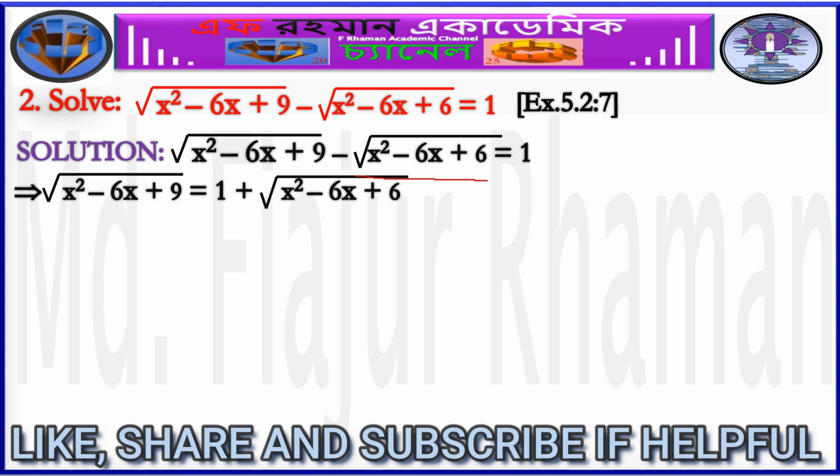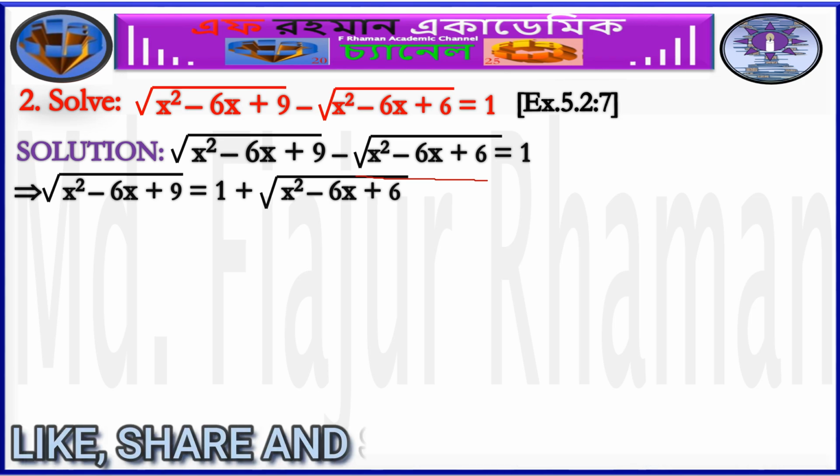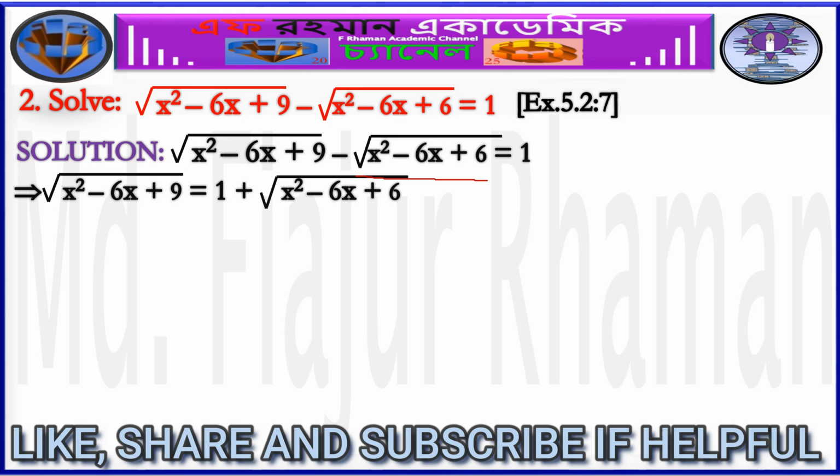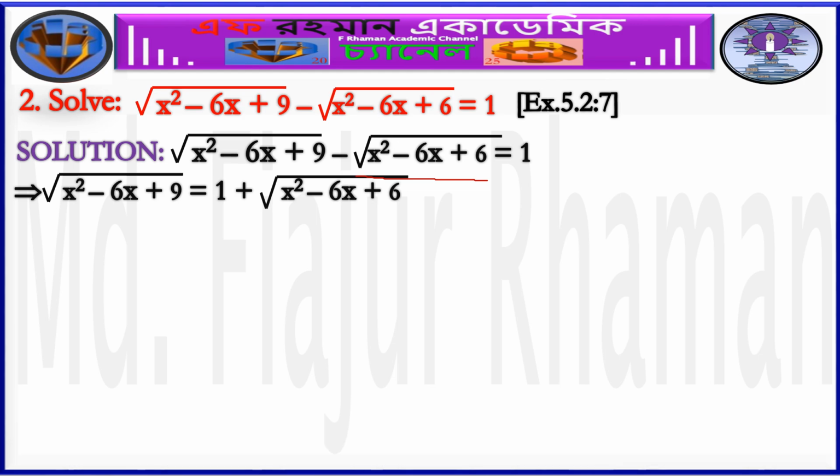X square minus 6x plus 6 is a common expression here. We may assume this common expression as a single symbol, but it is better not to assume here. Should assume in only one case. In this exercise, I will certainly discuss about it in my next class. However, the isolated radical is square root here. That's why we are to square both sides of this equation.